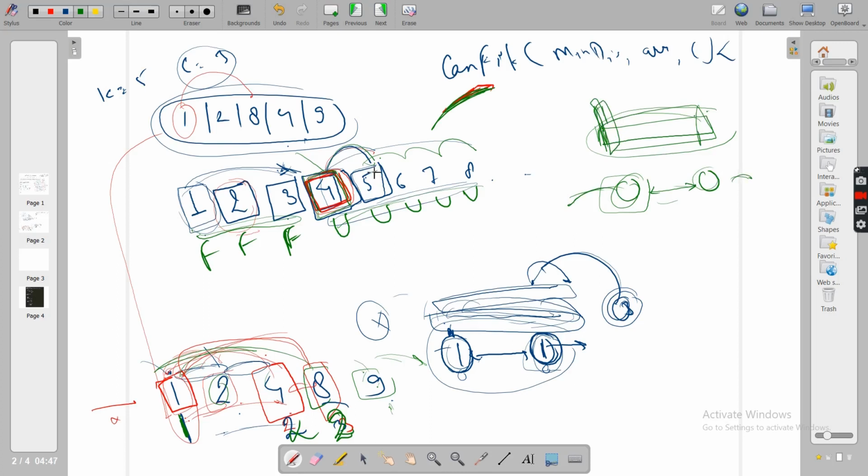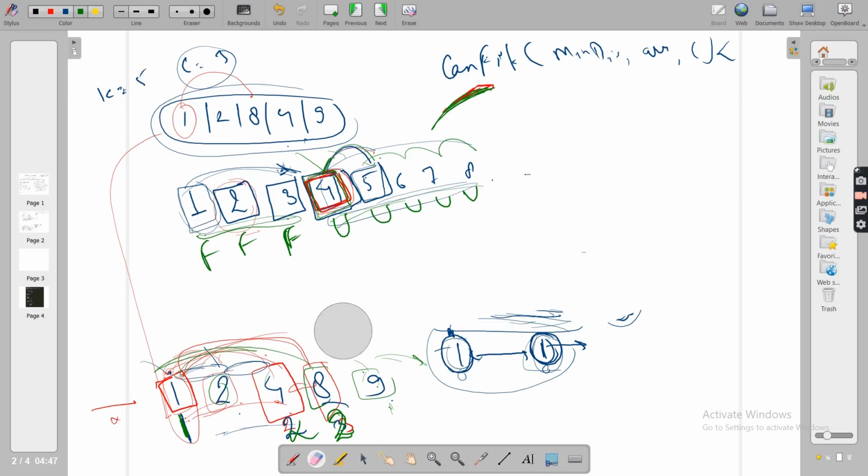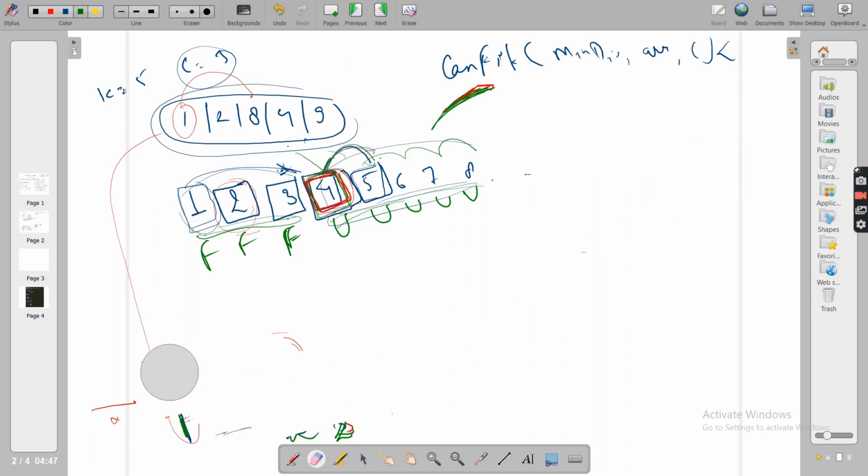So that is what happens if you increase the search space, sorry, if you increase the minimum distance between two cows. With 4, if you increase the distance, you'll not be able to fit all these cows in the limited space, because you are increasing the space between the cows.